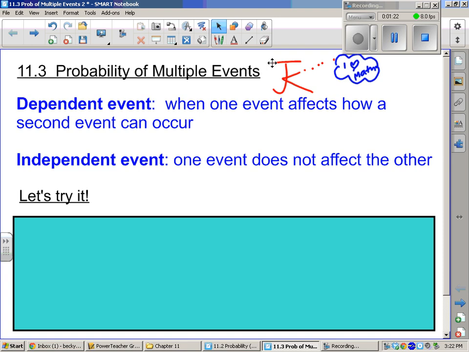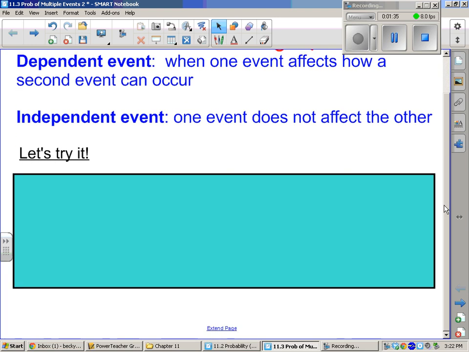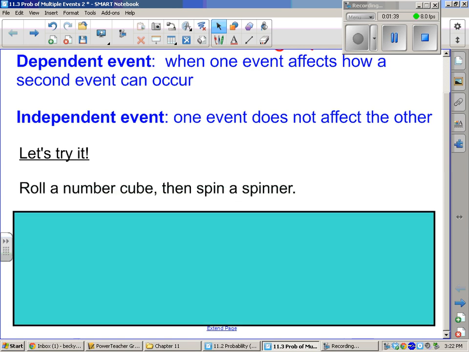All right, independent event is when one event does not affect the other. So like taking a glass of milk from the fridge and then getting cookies out of the cupboard. They don't affect each other. How many cookies I can take and how much milk. All right, well, let's try it. Let's see if we can figure these out.